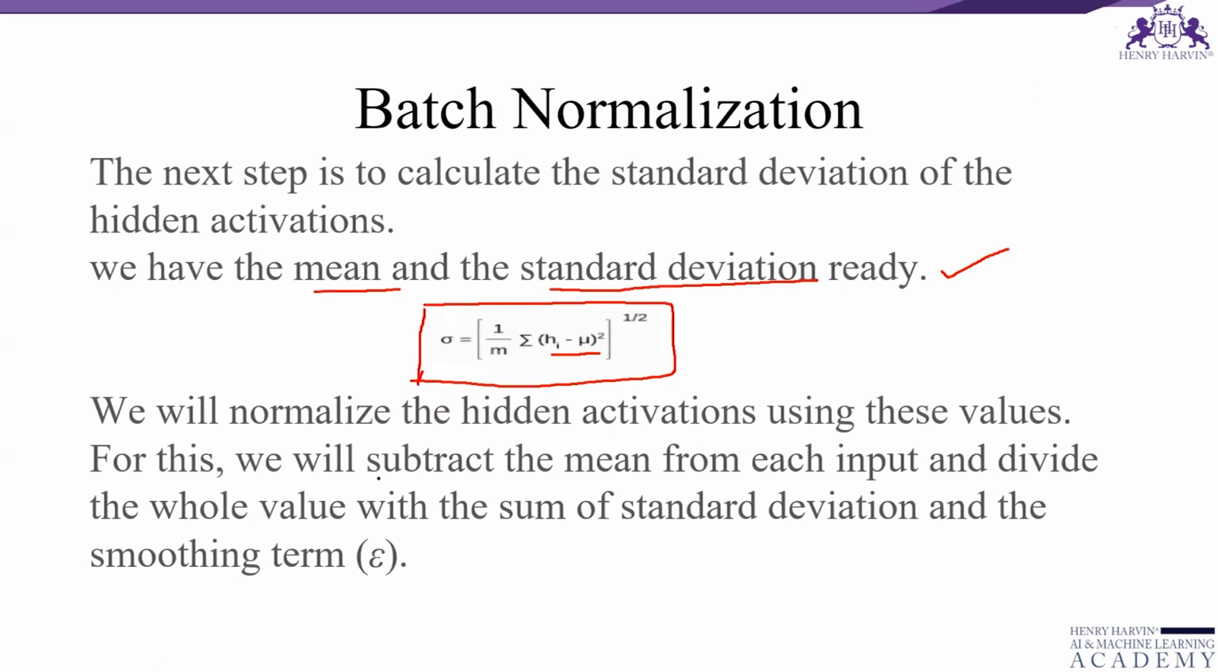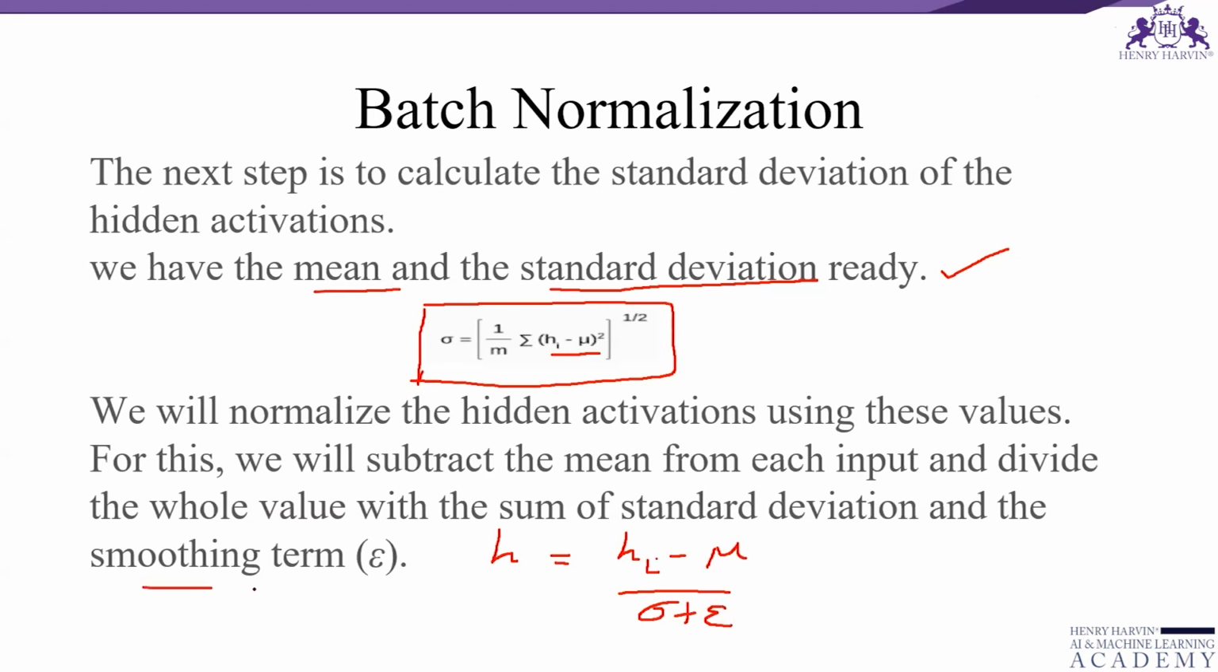So what are we going to do? We will subtract the mean from each input and divide the whole value by the sum of the standard deviation and the smoothing term. So how can I write that? I can say that h is equal to, basically I'm going to just show you, x minus mu divided by sigma plus epsilon, right?